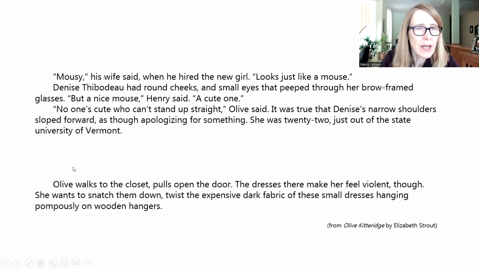So there we have her doing something, right? That's an action. And we have her thoughts, her inner life. I don't know what's going on with those dresses, but she does not like them. And so that's getting pretty deep inside her inner psyche.